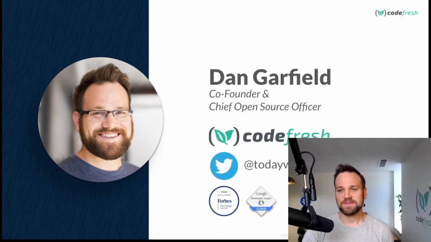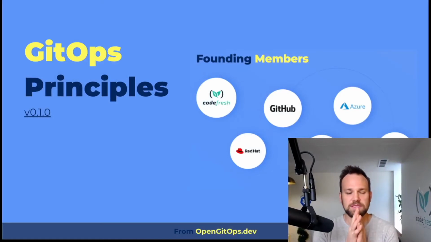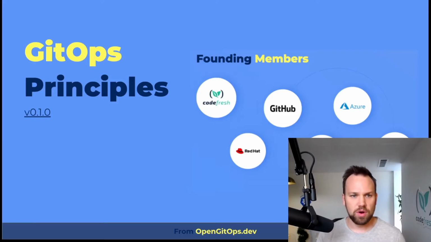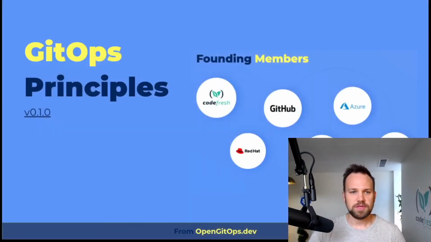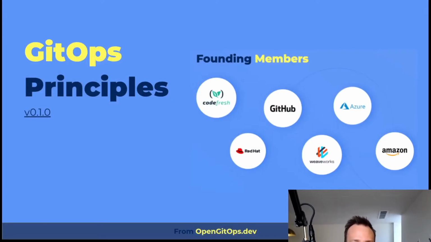So let's get into GitOps. GitOps is currently at version 0.1. And it is an open CNCF project. We founded it back in January 2021, December 2020, that range. You're going to be able to see there are a couple of different founding members here. You've got Codefresh, which is where I come from. We've got GitHub, we've got Azure, we've got Red Hat, Weaveworks, Amazon.